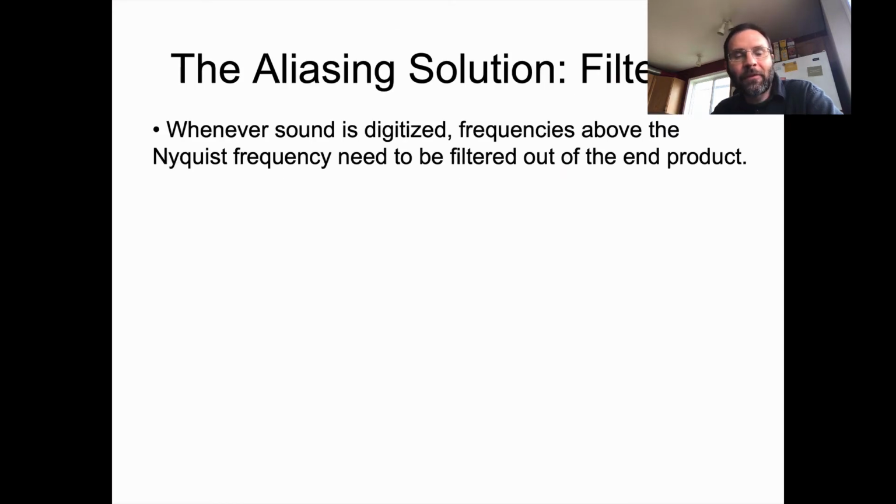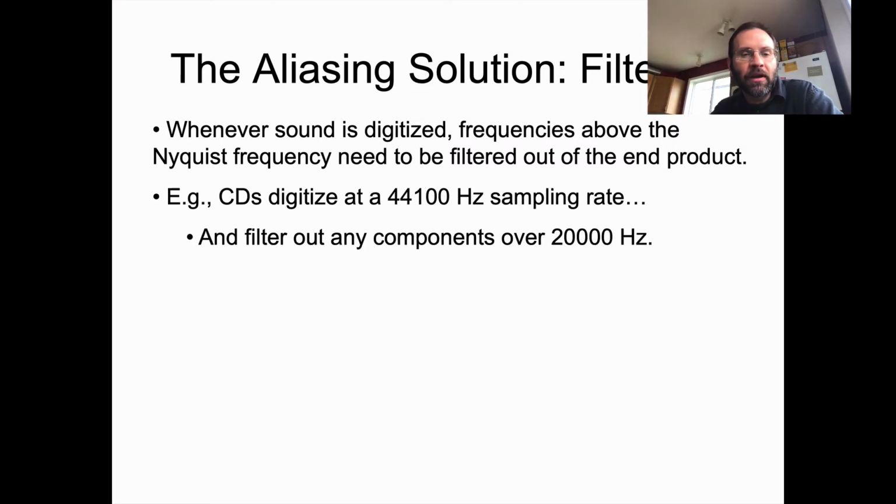Whenever sound is digitized, the solution to this is that frequencies above the Nyquist frequency should be filtered out of the end product. I don't think people listen to CDs as much as they used to, but that was kind of the gold standard of acoustic quality for listening to music. CDs digitize at a 44,100 hertz sampling rate, so they can capture anything from 22,000 hertz down. But before they do that, they filter out any components above 20,000 hertz, just to make sure they don't get back in there through aliasing.